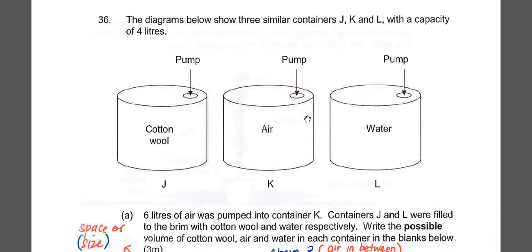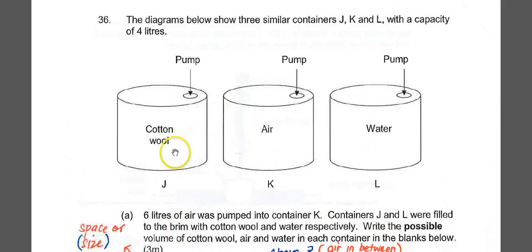Now this is interesting. Note that they have the same size, 4 liters, 4 liters, 4 liters. The first one you push cotton wool inside, this one air and this one water put inside. Now 6 liters of air, we're talking about this. 6 liters of air will pump the container K, container J, and container L will fill to the brim.